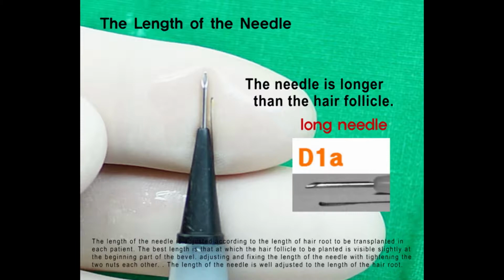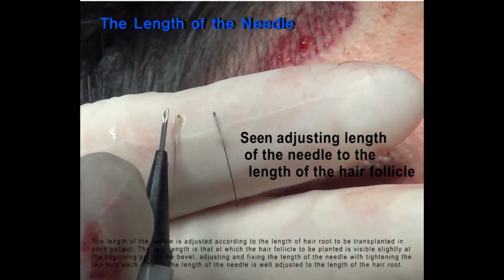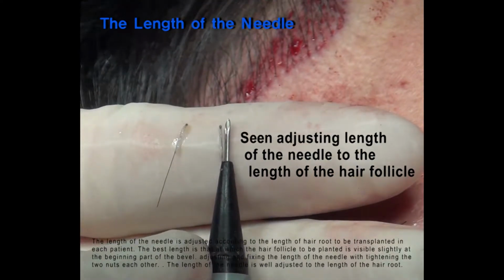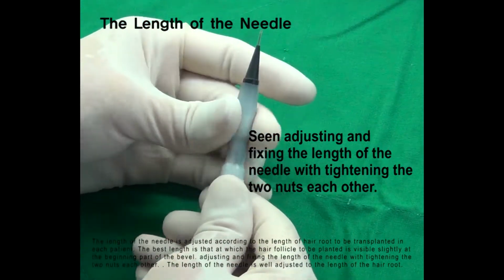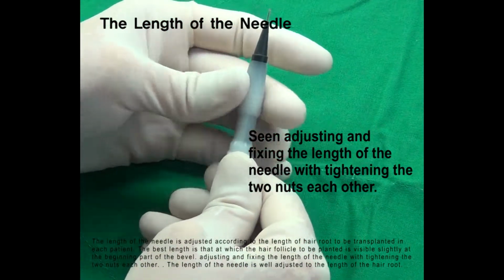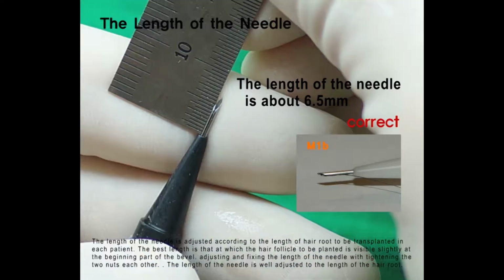The length of the needle is adjusted according to the length of the hair root to be transplanted in each patient. The best length is that at which the hair follicle to be planted is visible slightly at the beginning part of the bevel, adjusting and fixing the length of the needle and tightening the 2 nuts to each other. The length of the needle is well adjusted to the length of the hair root.